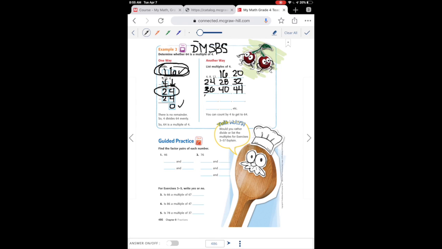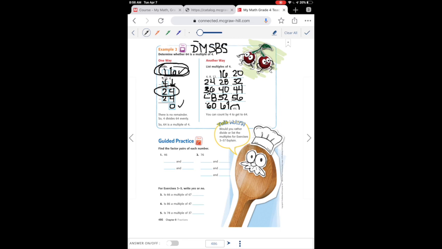44, 48, 52, 56, 60, 64, etc. Etc. just means we're going to keep counting.